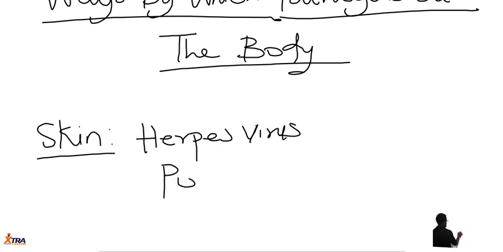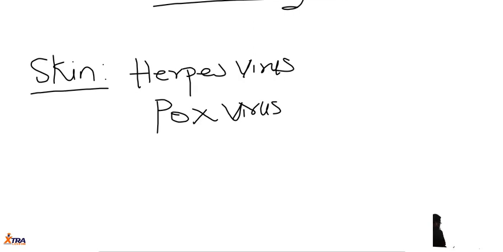So this disease causing organism, herpes virus causes herpes. The pox virus causes the pox, chicken pox, and the rest. So it enters into the body through the skin, when the integrity of the skin is impaired.